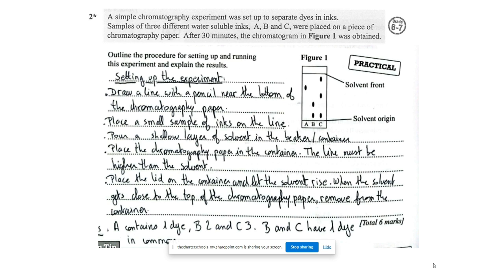If you look at the data here, A is made of one dye, B is made of two different dyes, and C is made of three different dyes because you have three spots for C. And B and C have one dye in common because the first dots for each substance are at the same height.